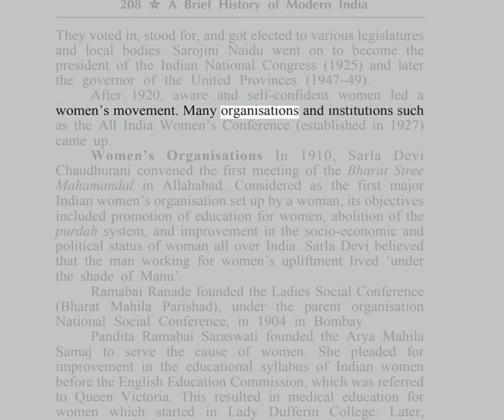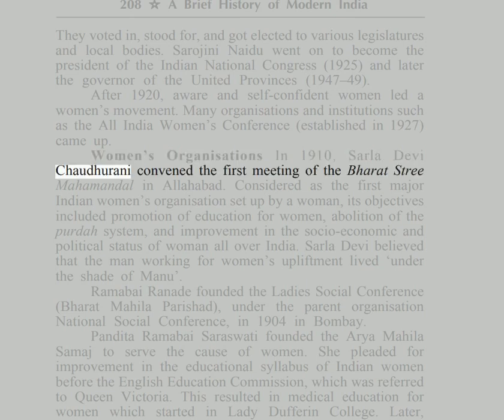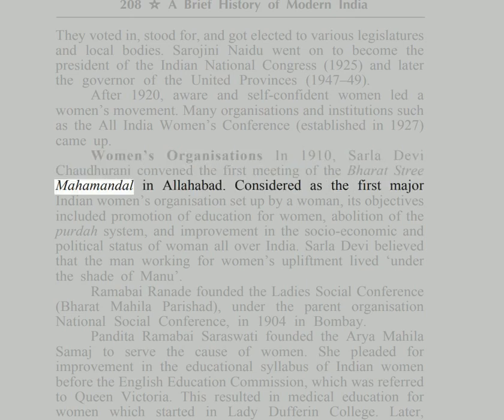Many organizations and institutions such as the All India Women's Conference, established in 1927, came up. Women's organizations: in 1910, Sarla Devi Chaudhurani convened the first meeting of the Bharat Stree Mahamandal in Allahabad.